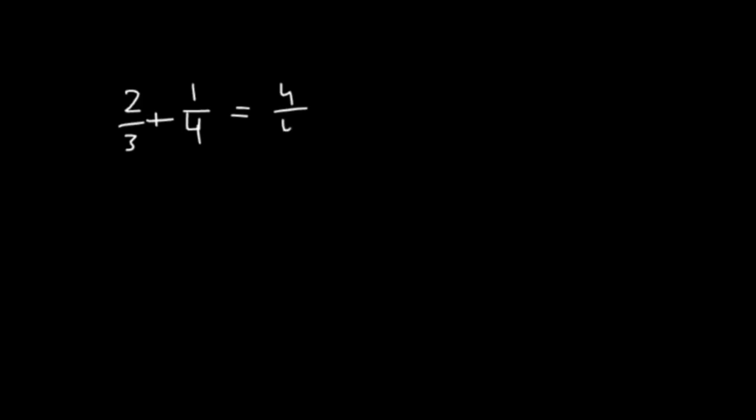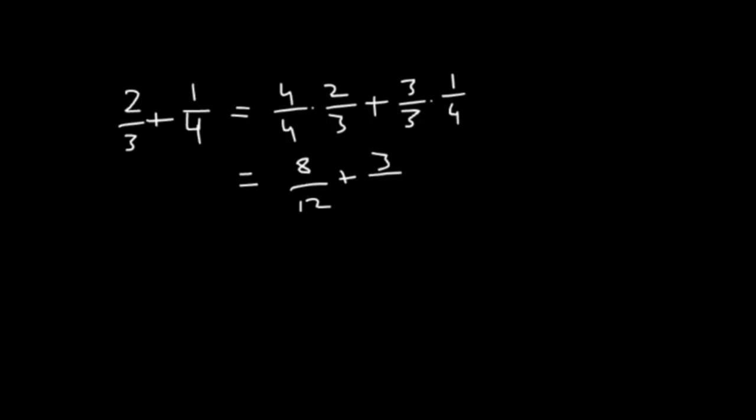over 4 multiplied by 2 over 3 plus, now we multiply the denominator of the first term with the second one, so 3 over 3 multiplied by 1 over 4. So 4 times 2 is 8 and 4 times 3 is 12, plus 3 times 1 is 3, 3 times 4 we have 12.